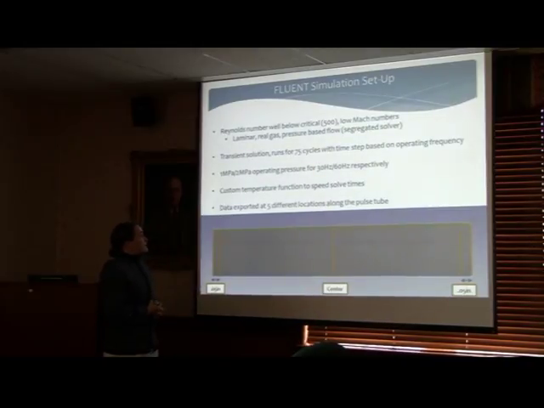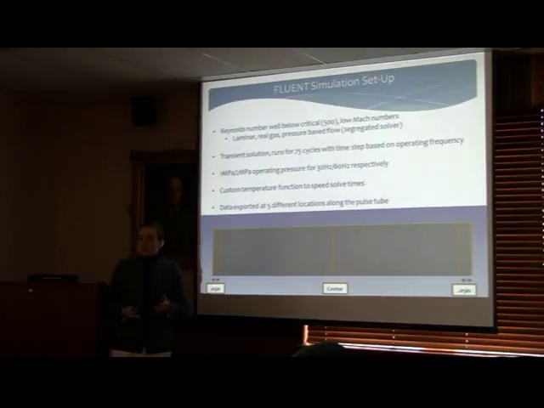What that means is basically we have an operating frequency, which is going to give you the period of 1 cycle. And so what we want to do is create a small time step so that it's solving within that period. So we took the period and we divided it by 400.